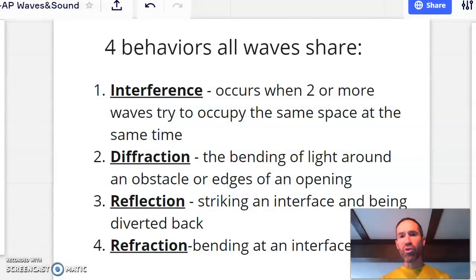All waves do four predictable things. They interfere, they diffract, they reflect, and they refract. Interference is what we're going to talk about here today. Interference is whenever two waves are trying to occupy the same space in the same medium. What ends up happening is the two waves add together, have their amplitudes add together, and they give you a combination wave of the two. The other ones will be covered in other videos.